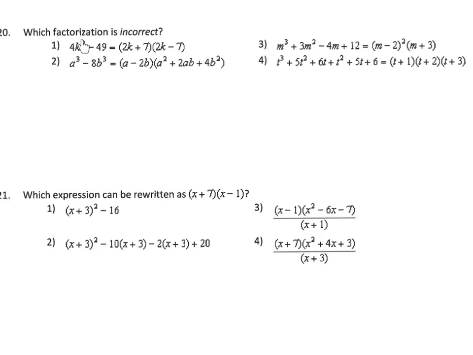You would take the square root of 4k squared, which would be 2k, and you put that in the first spot in each parenthesis. And then you take the square root of 49, which is 7, and put that in the second spot in each parenthesis, and make one plus and one minus.